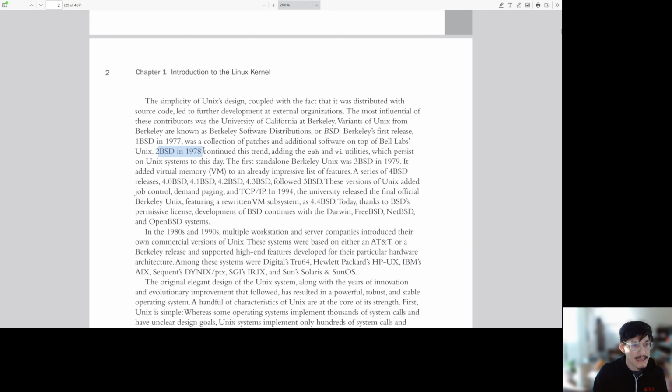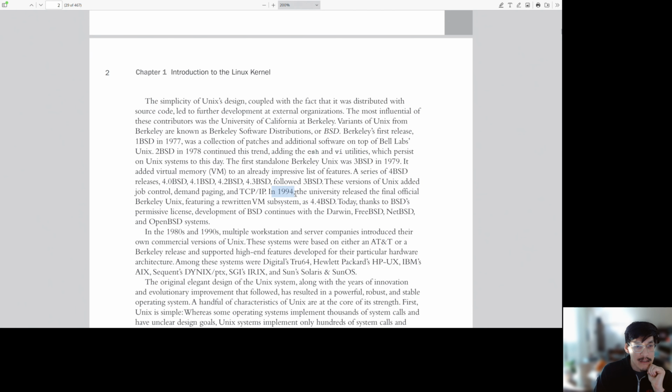2BSD in 1978 continued this trend, adding CSH and VI utilities, which persist on Unix systems to this day. The first standalone Berkeley Unix was 3BSD in 1979. It added virtual memory to an already impressive list of features. A series of 4BSD releases, 4.0 BSD, 4.1 BSD, 4.2 BSD, 4.3 BSD, followed 3BSD. These versions of Unix added job control, demand paging, and TCP/IP.